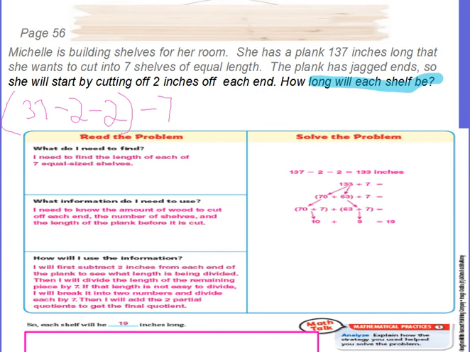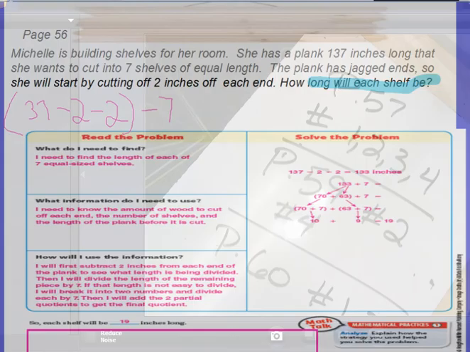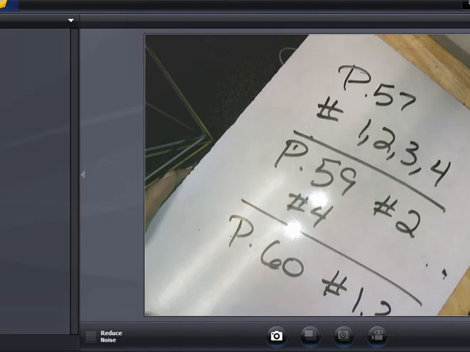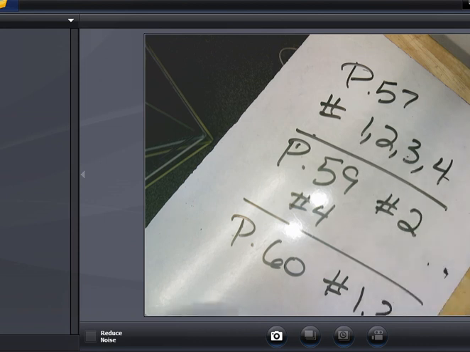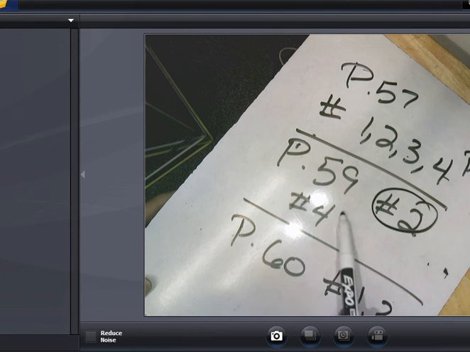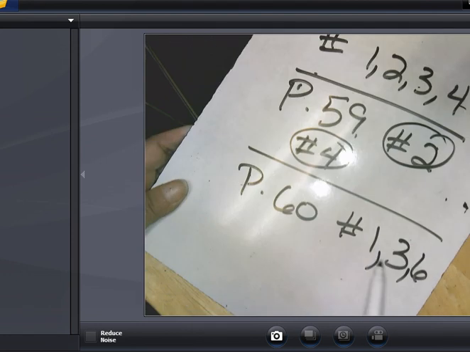So what I want you to do next is I would like you to do page 57, and I want you to do 1, 2, 3, 4, and I want you to do that with your partner. And then I would like you to do on your own number 2 for homework and number 4 on page 59. And on page 60, I would like you to do 1, 3, and 6.